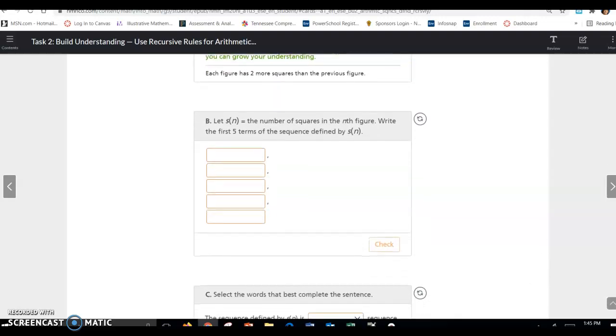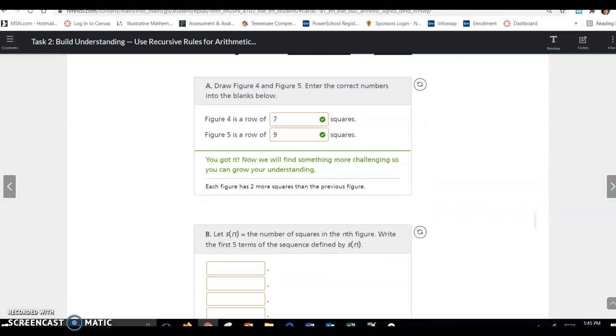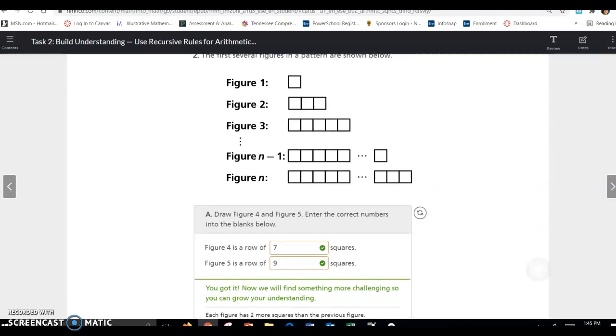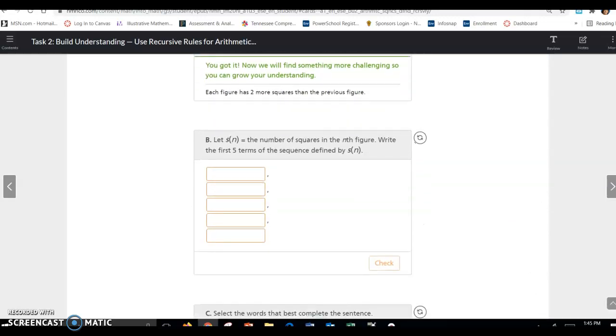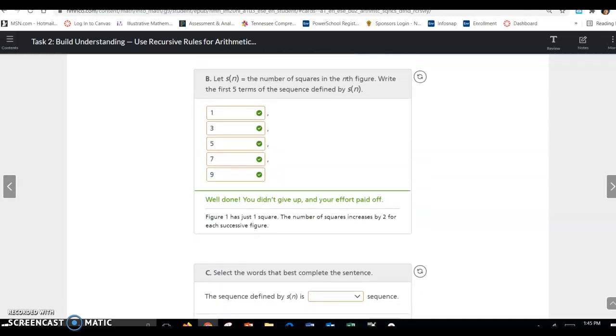It says let S of n be the number of squares in the nth figure, write the first 5 terms of the sequence defined by S of n. Well, we had 1, 3, 5, 7, and 9. So 1, 3, 5, 7, and 9. And you can see a pattern there.